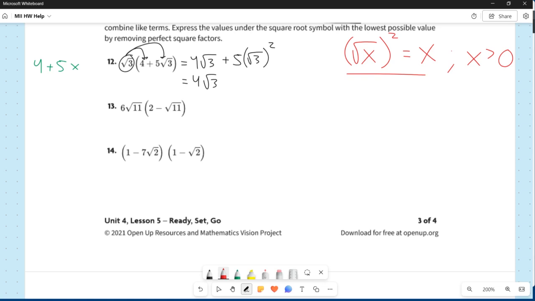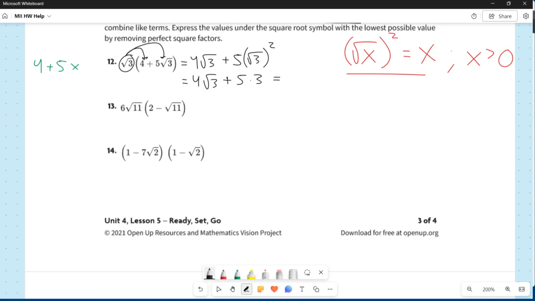So anyway, in our second term here with the 5 times the square root of 3 squared, the square root and the squared are just going to go away, and we're going to be left with simply 5 times 3. Because the square root went away, the squared went away, and I'm left with just 5 times 3. And 5 times 3 is obviously 15.